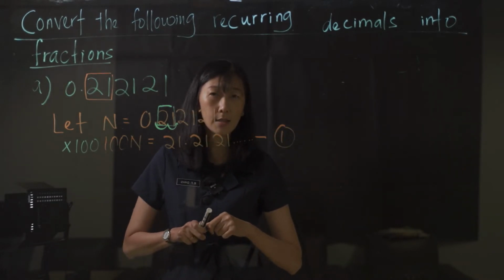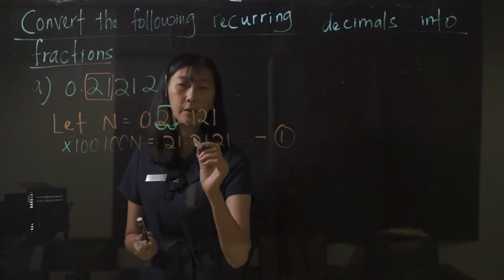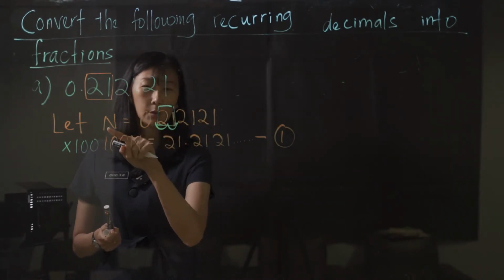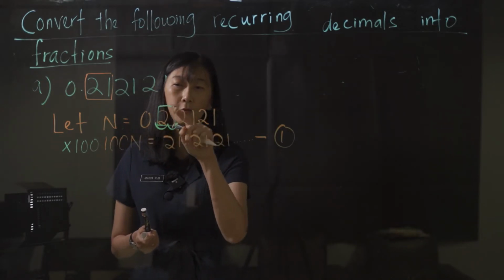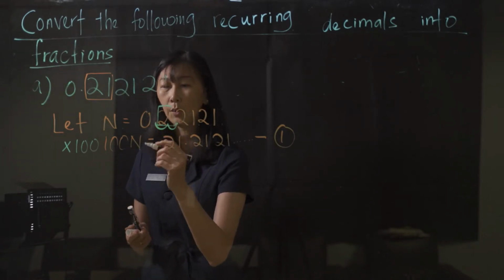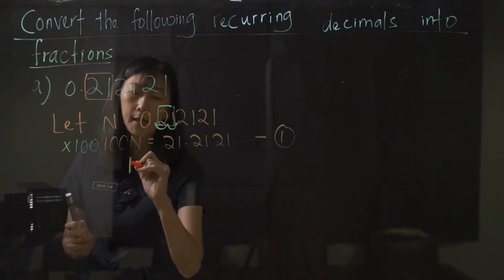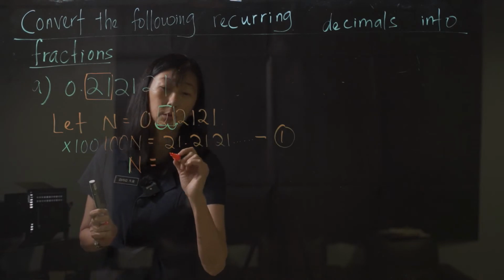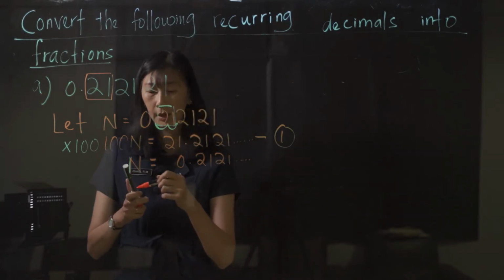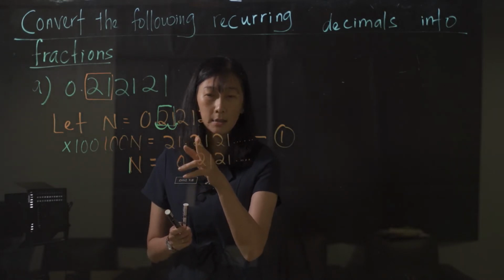Next, you need to form another equation with the first part of your recurring number at the back of your decimal point. You can see you have this already, right? The first part of your recurring number here is at the back of the decimal point. So we can make this our second equation. This is n equals 0.2121 and so on. Now, do you notice that the numbers at the back of the decimal points here are matching, right or not?